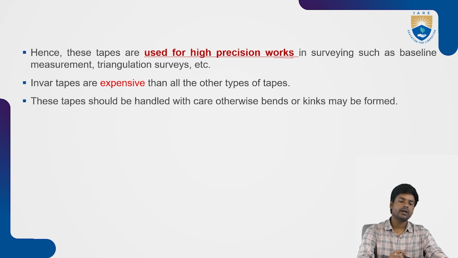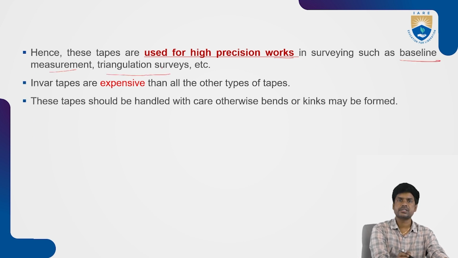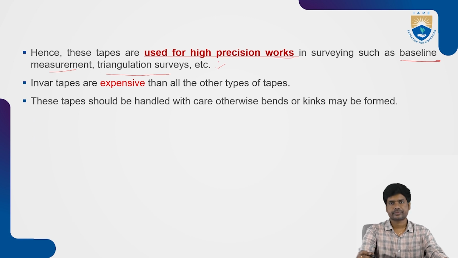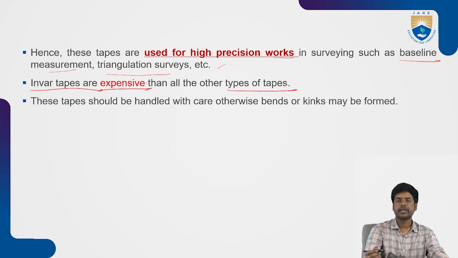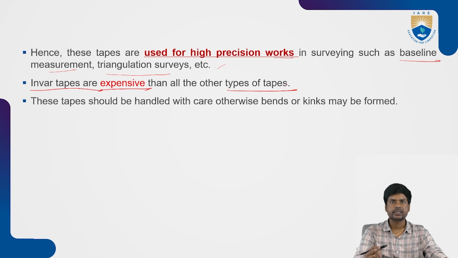That is why the accuracy in the measurement of distances is very high, and we can use this tape in very high precision works. In surveying, such as baseline measurement and triangulation surveys, we can use this type of surveying tape. Invar tapes are more expensive than all other types of tapes. When you compare the cost with other types of tapes, the cost of the invar tape is very high.